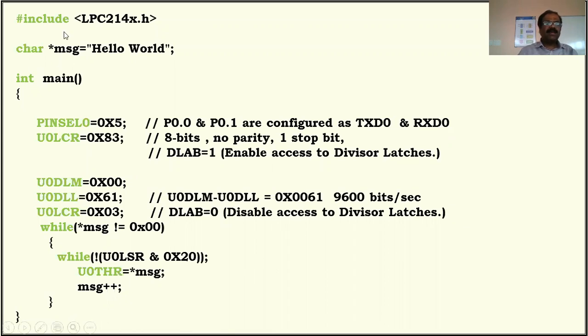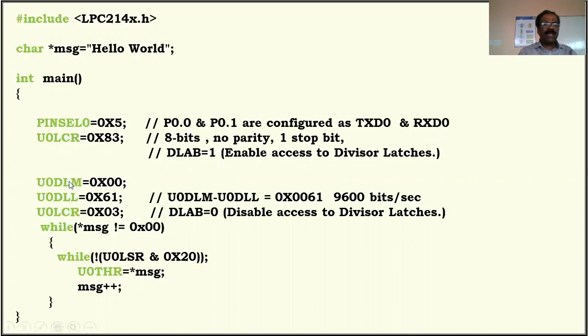Here the char star message is a pointer. You can put any message as you like. Then I explained PINSEL0 equal to 0x5, how to configure P0.0 and P0.1 for transmit data and receive data. In the line control register, we have to load 0x83 for 8 bits, no parity, 1 stop bit, and DLAB must be 1. Then we have to calculate the baud rate. It's already explained.